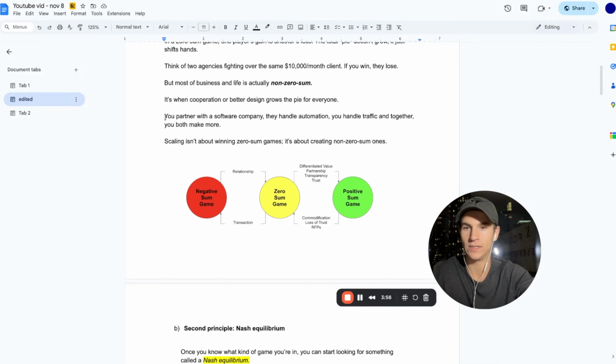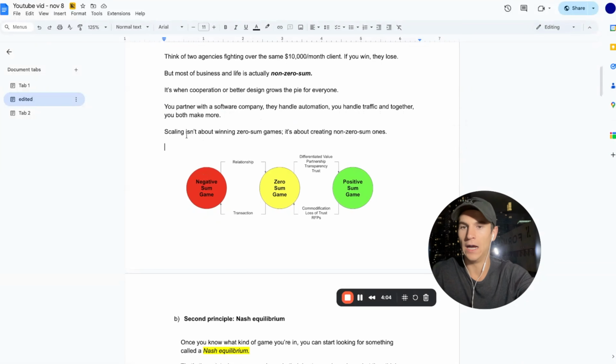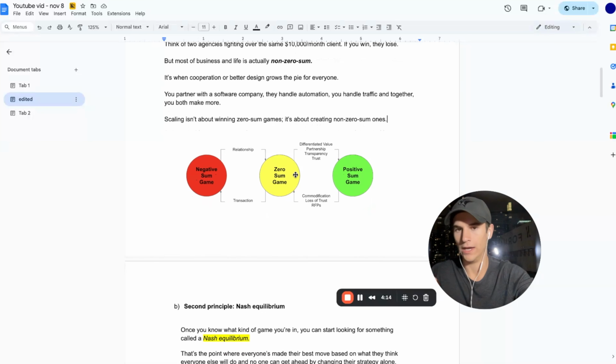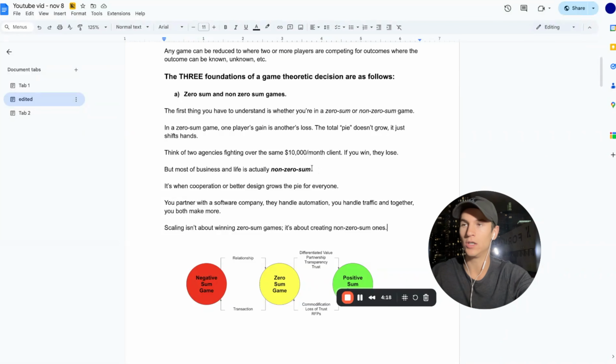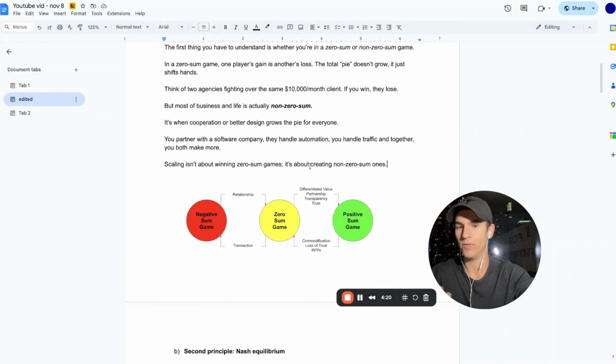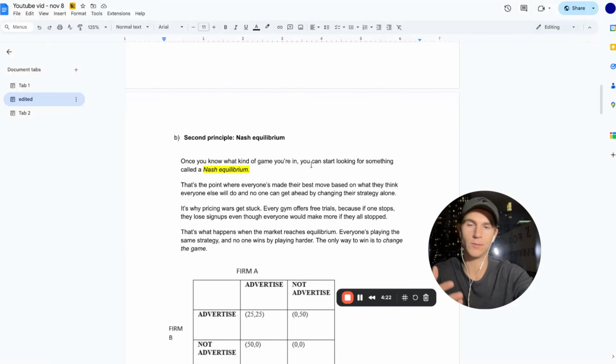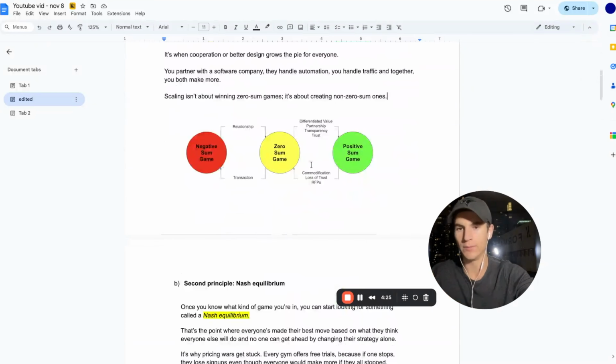For example, you partner with a software company. They handle automation, you handle traffic, and together you make more. You increase the pie together. Okay, scaling isn't about winning zero-sum games, it's about creating non-zero-sum ones. So it's a big thing. There's obviously negative-sum, positive-sum, and zero-sum. In business, you want to make win-win games where you understand that both parties are winning. Okay, so that's the first thing you have to understand: zero-sum and non-zero-sum games.